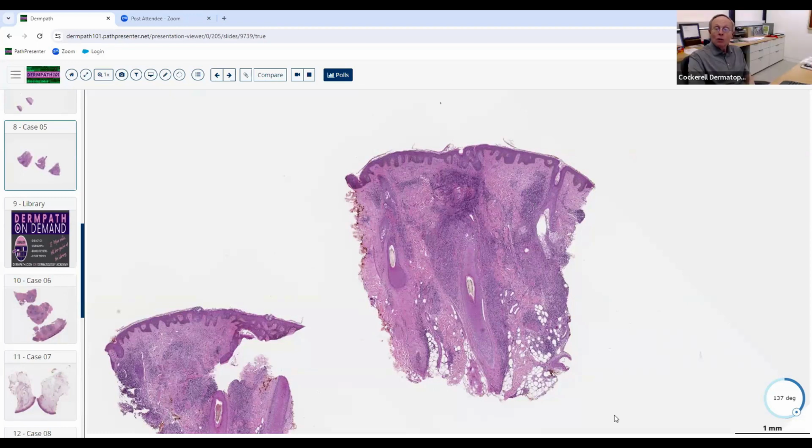lymphocytes. Yes. So remember the last case we just saw, those cells at low power looked kind of clear. These look really dark. So you're right. These are lymphocytes. So it's a superficial and deep lymphocytic infiltrate that's also perifollicular. Now let's say this is the scalp and it's not the person's face. What do you think that scalp looked like right here?